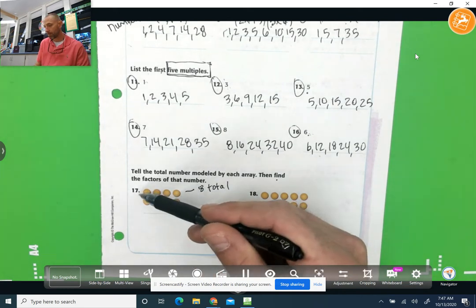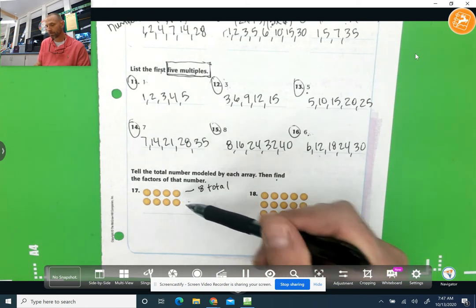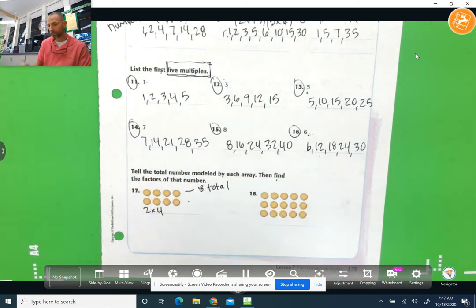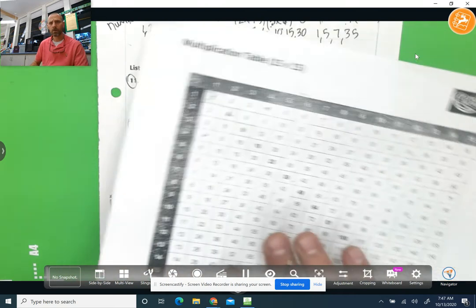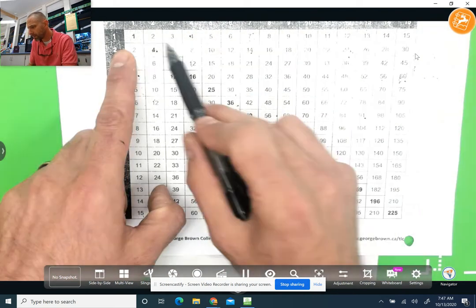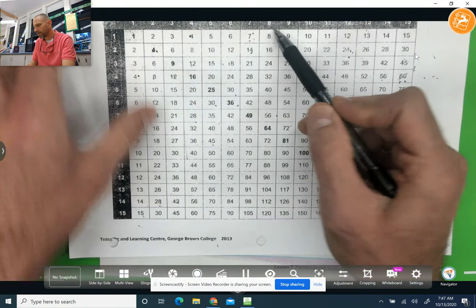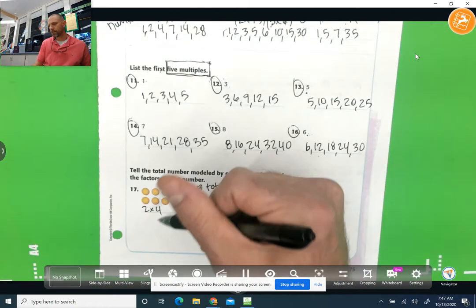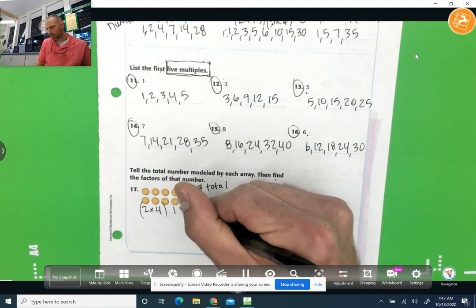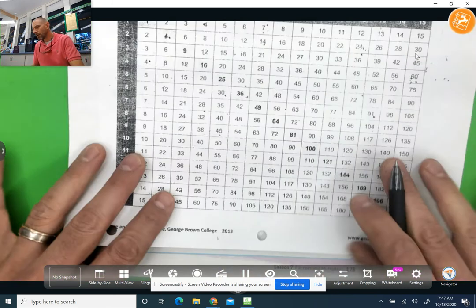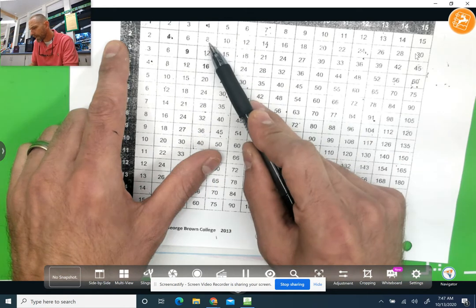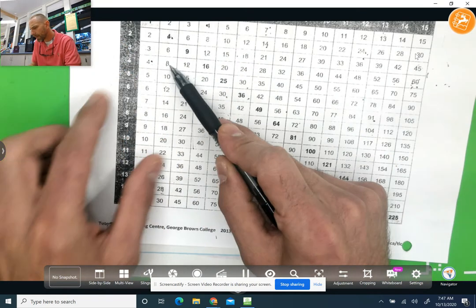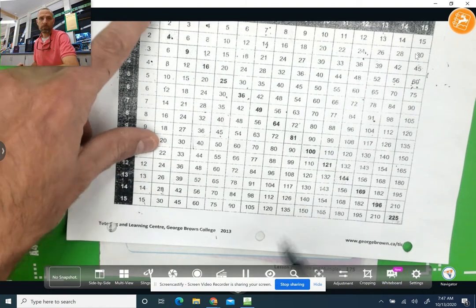Well, we got 2 rows of 1, 2, 3, 4. So we know 2 times 4 is an option. All right. Now, maybe we're not seeing it here. Go back to your multiplication table because you got 8 total. Let's find 8 in the multiplication table. Boom. 1 times 8. Got it. And let's see here. Oh, there's another 8. 2 times 4. Got it. Wait, 4 times 2. Got it. All right. And then 8 times 1.